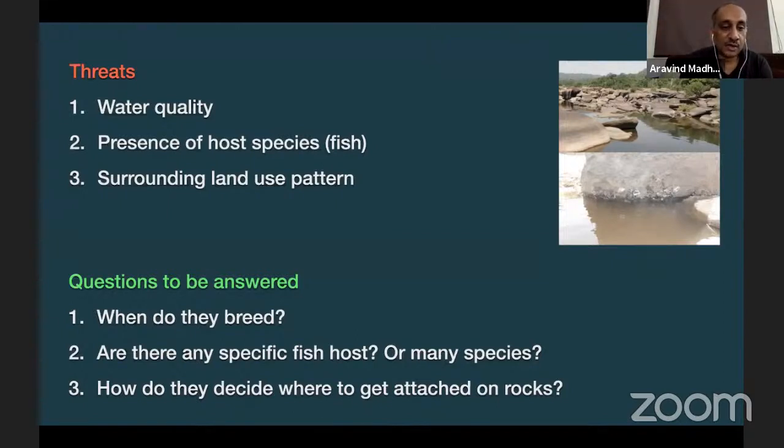And how do they decide where to get attached? Is it just a random choice of a rock to get attached to, or is there any other clue they look for before they get attached to the rocks? This is a very interesting question that needs to be addressed, because this has high implications for species recovery or species reintroduction if you want to recover the population.